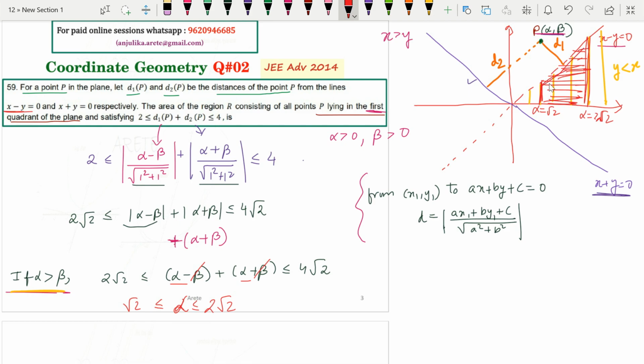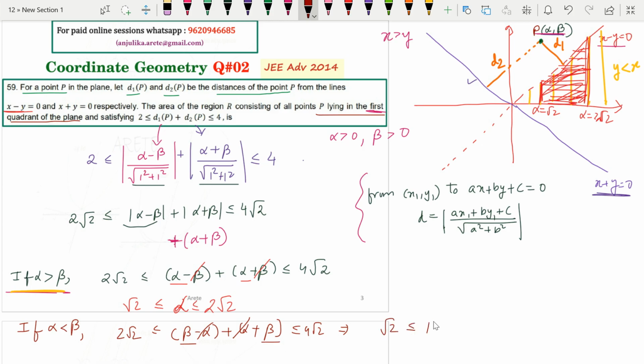Now, what do we do? Similar thing. I could have also assumed that alpha is less than beta. In that case, instead of alpha minus beta, I will be getting beta minus alpha, correct? And alpha plus beta is still the same, lying between 2 root 2 and 4 root 2. Here also, alpha is going to get cancelled. I'm getting 2 beta. Then I will divide all of it by 2.